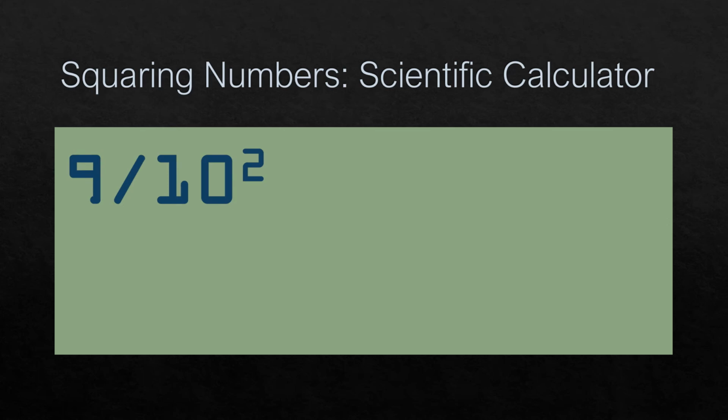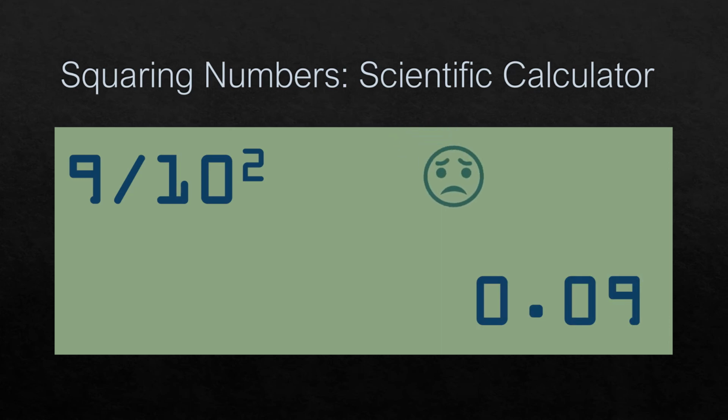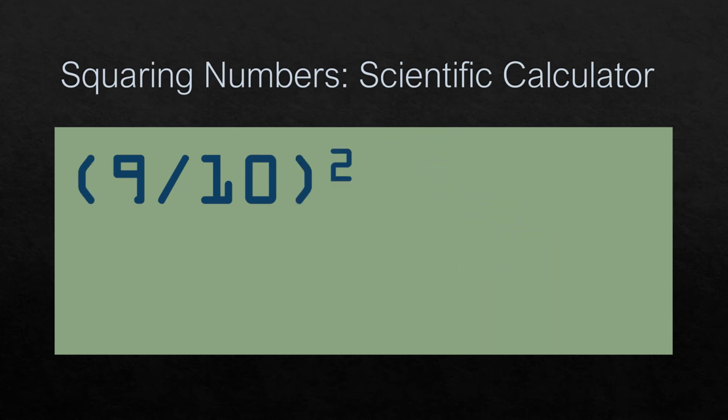Please note that when squaring fractions on your calculator, you need to be careful to square the entire fraction. Typing in the fraction and hitting the X squared button will only square the denominator. You can use parentheses around the fraction so the exponent applies to the whole fraction.